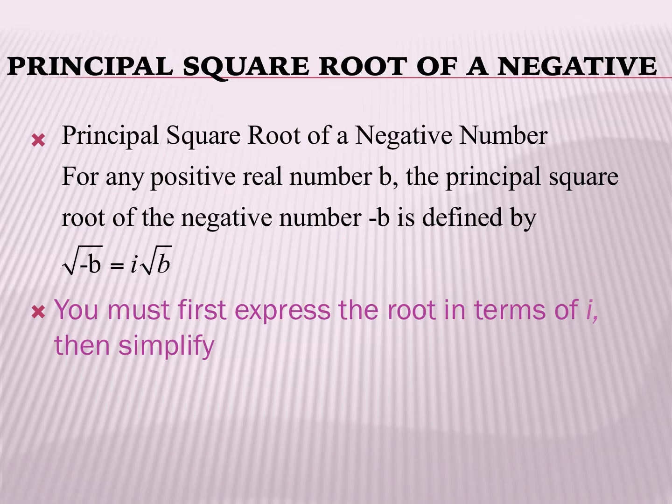So this is a big, long expression, principal square root of a negative, which basically just says if there's a negative under the root, take it out as an I. That's it. What's important is that you don't multiply out square roots with a negative underneath before you take the I out. So the I has to come out at the very beginning.